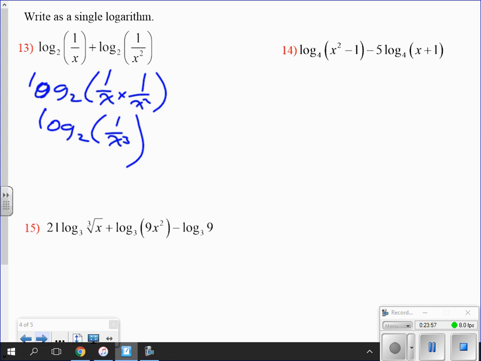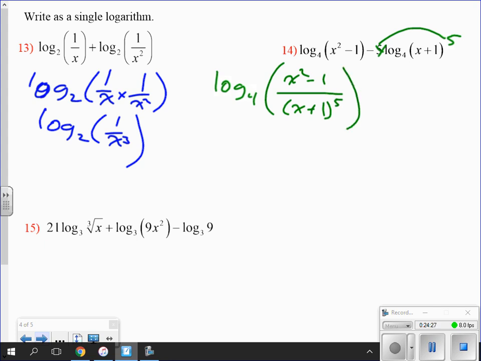Next one, a little more complicated. First thing, if I have any numbers out in front, bring those up and write them as powers. Any numbers you have out in front, bring them up and write them as an exponent. Now I have log base 4 of x squared minus 1 over x plus 1 to the 5th power. However, this is not your final answer.